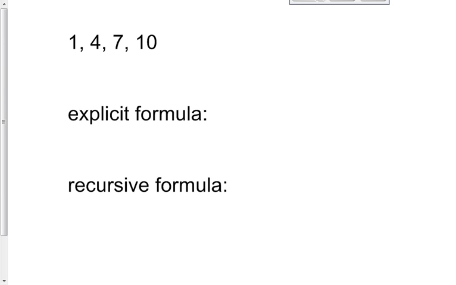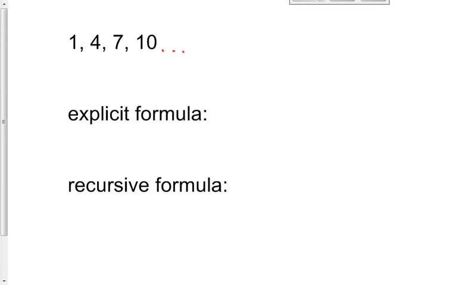Here's a very simple first example. 1, 4, 7, 10, so on and so on. We want to try to write the explicit equation, and then we want to write the recursive equation for this. So to be able to do that, we need to know what kind of sequence this is. Is it arithmetic or is it geometric?